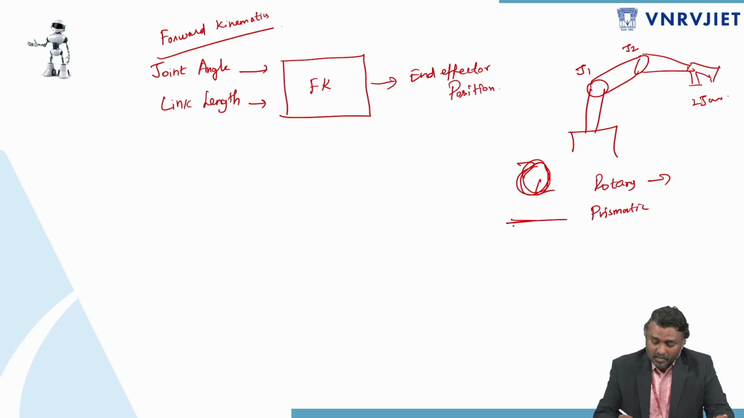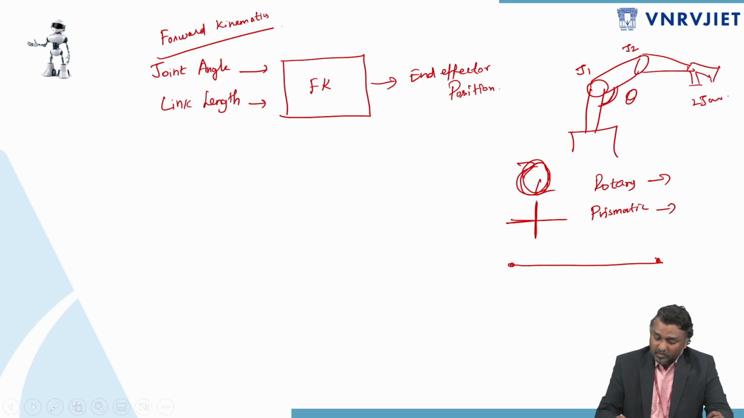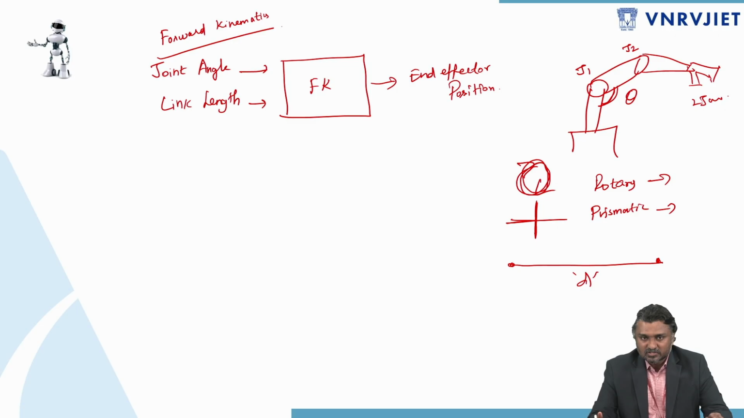It will move forward and backward, left and right, up and down. So only linear motion. When we are using the rotary joint, you have to identify the joint angle theta. When I'm using the prismatic joint, it is a linear motion, so I have an initial position and a final position, and I have to identify the distance d. So based on the joints, you have to identify the distance or the joint angle.